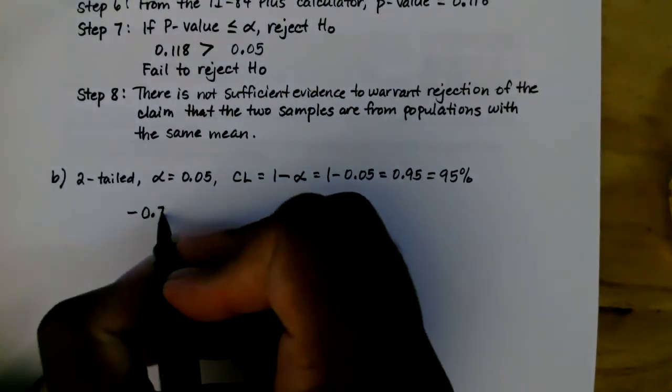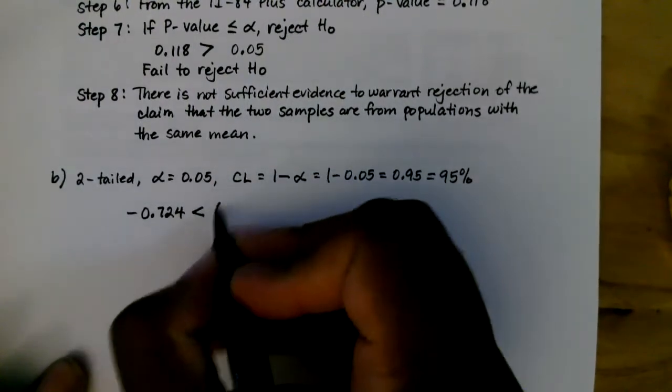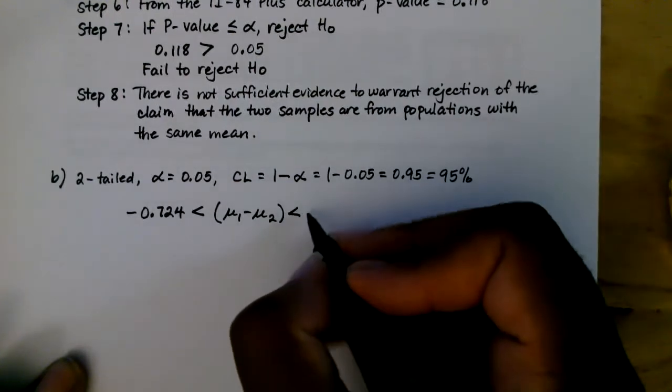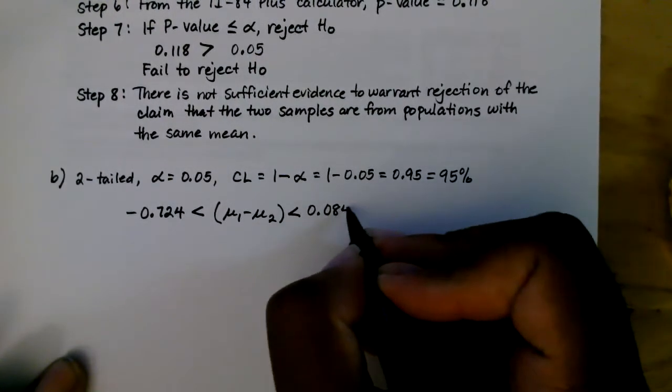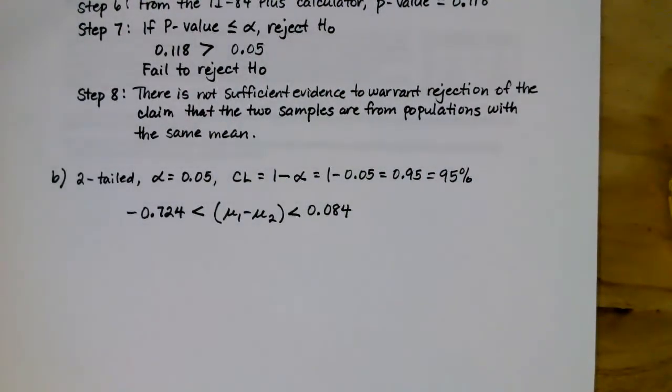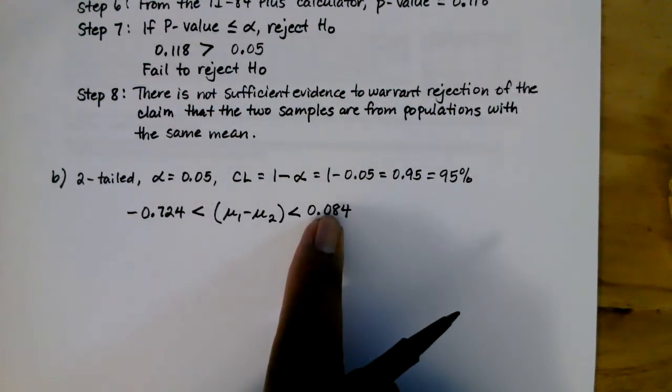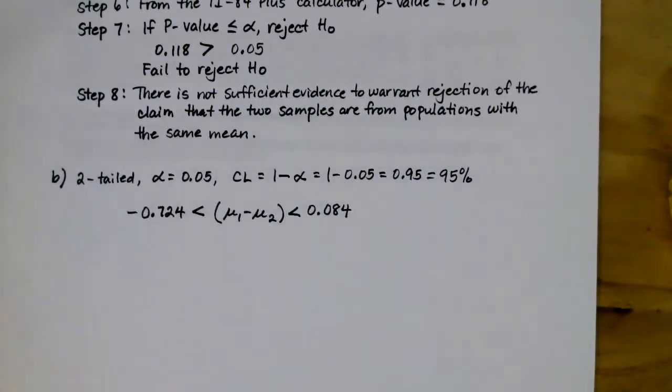All right, so let's write this as negative 0.724 less than mu1 minus mu2 in parentheses, and then less than 0.084. Okay. Now, this does support our conclusion statement back in step 8, because notice I have a negative and a positive confidence interval limit. That confidence interval contains 0. So that means we can fail to reject the null hypothesis from here. Okay.